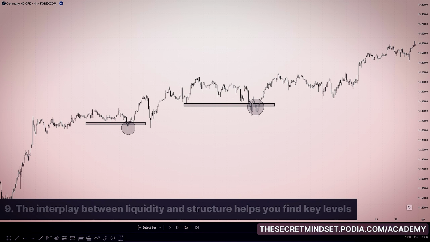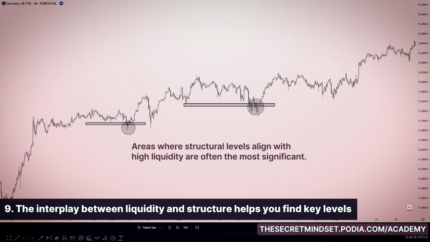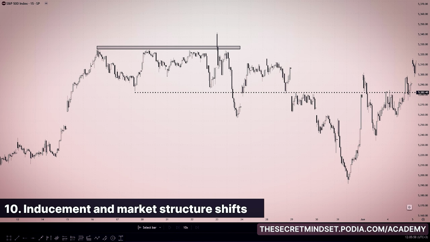The interplay between liquidity and structure can help you spot truly important levels in the market. Areas where structural levels align with high liquidity are often the most significant. In trading, we often talk about market structure shifts, the big changes in the overall trend of the market. Inducement often plays a role in these shifts.